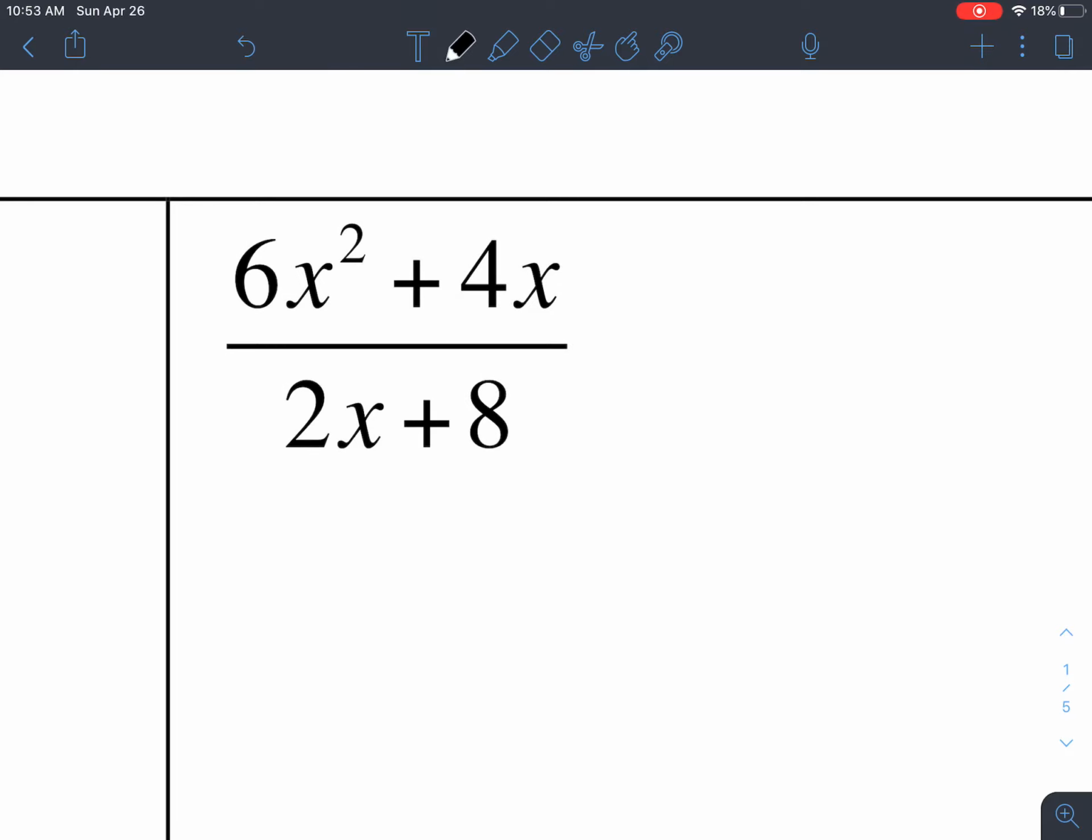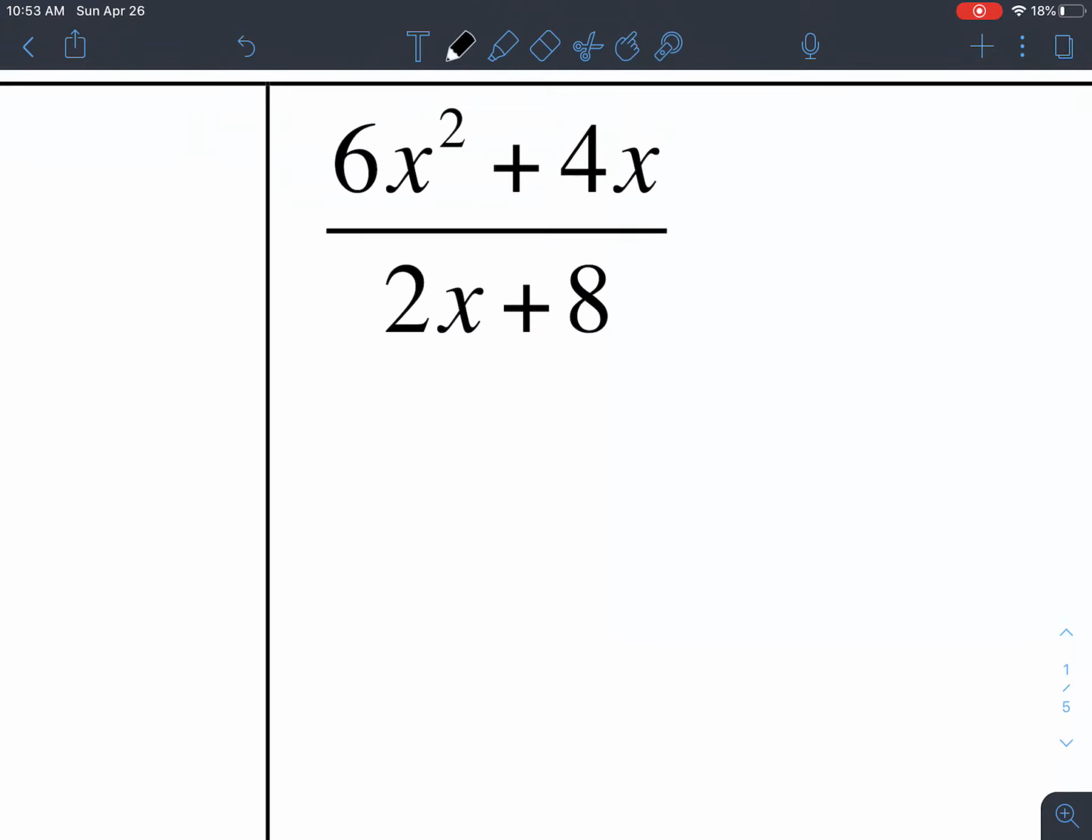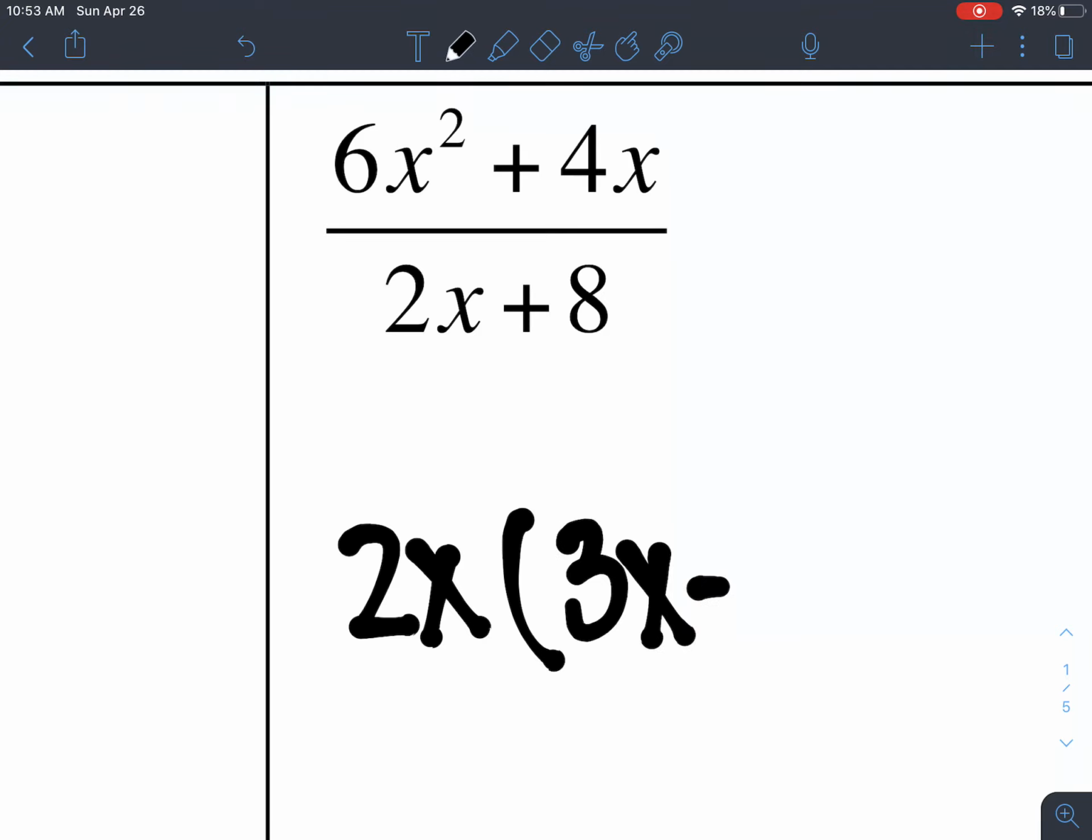So let's look at the 6x squared plus 4x. Can't use a quadratic on this because it's not in that form with the trinomials. Can't use difference of squares because it's not a difference. So the only thing we can do is take out a greatest common factor. So between 6x squared and 4x, what can you divide out? Well, you can divide out a 2x. So we're going to get 2x, and then we're going to get 3x plus 2.